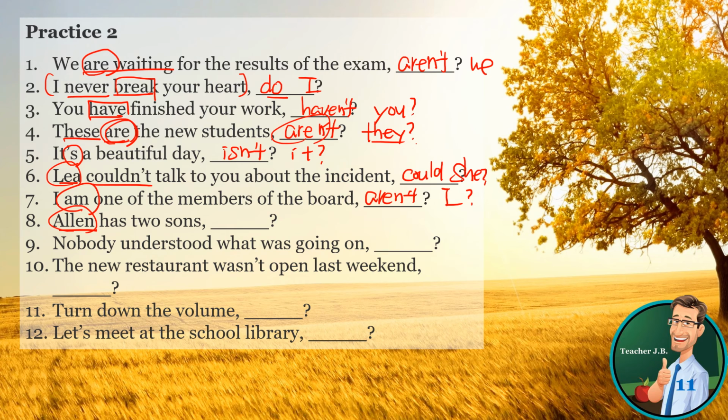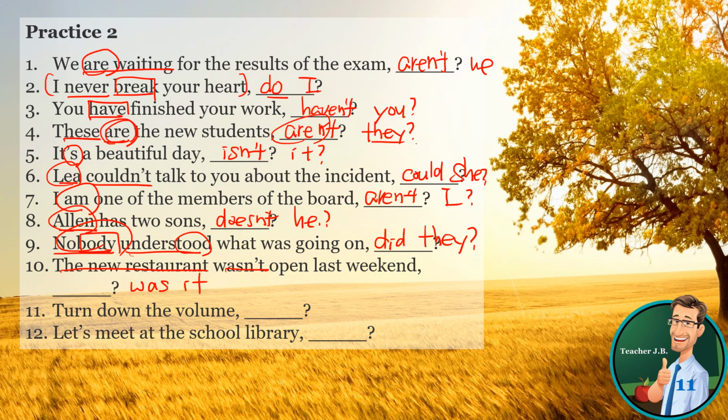Ellen has 2 sons. Ellen is a man, so we say doesn't he? Nobody. First of all, nobody has to be they. Nobody understood what was going on. So nobody understood. This is past tense. So we can say didn't, but since this is negative, did, and then nobody becomes they. Did they? The new restaurant wasn't open last weekend. So this is it and wasn't. So we say was it.